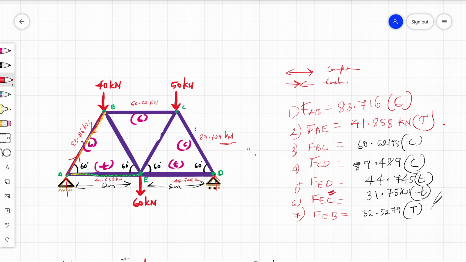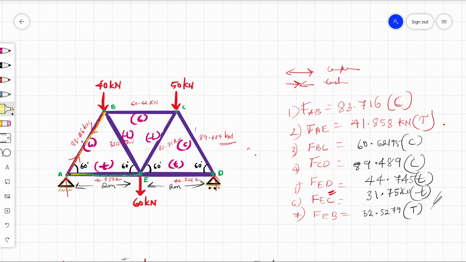What is left over, these two are also in tension itself. So the value of FEC is 31.75 kilonewton. The value of FEB, just make sure that you write it clearly, okay? FEB is 32.5279 kilonewton, done.